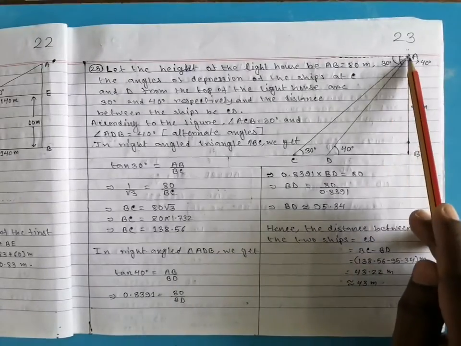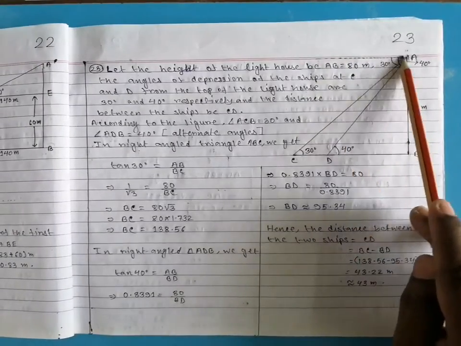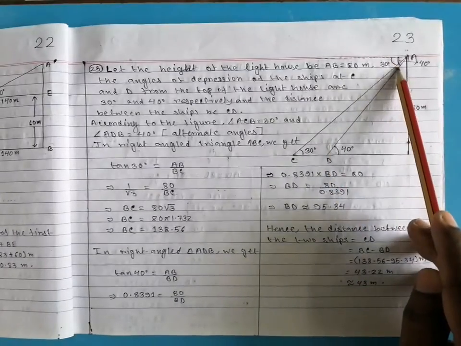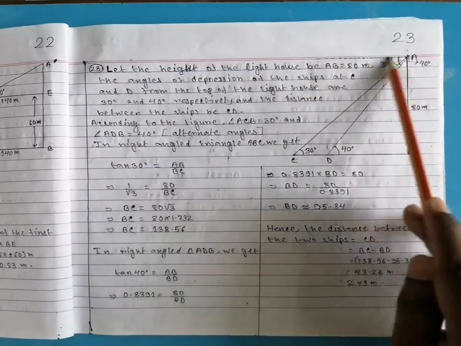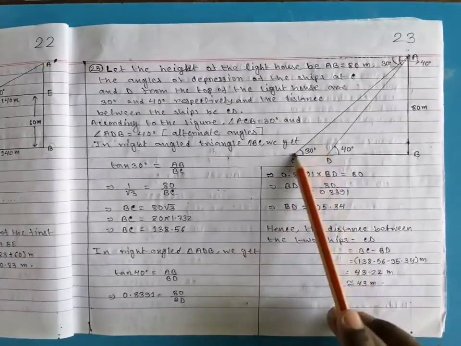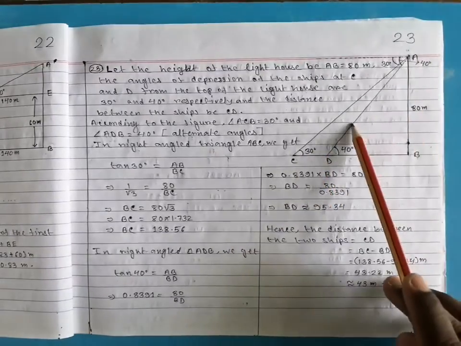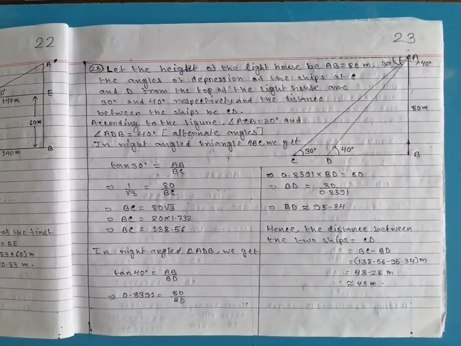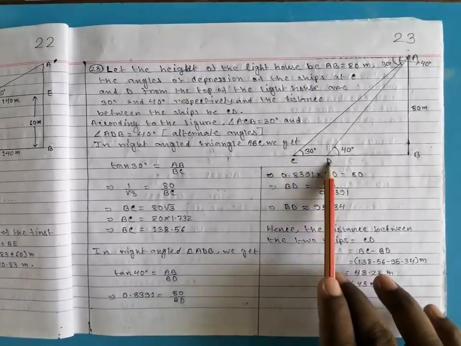So this is the observer, which means through the observer you have to draw a horizontal line, and this angle will be 30 degree. This angle is 30 and this angle is 40, and these two lines are parallel and this is the transversal, so this is 30 and this is 40. Clear? Now you have to find the distance between the ships, which means you have to find CD.